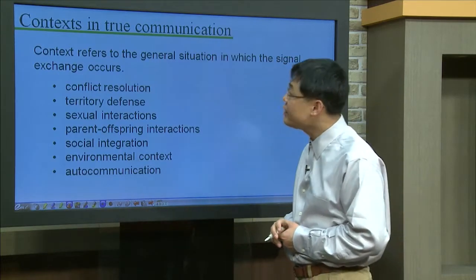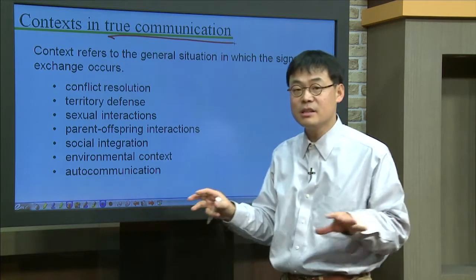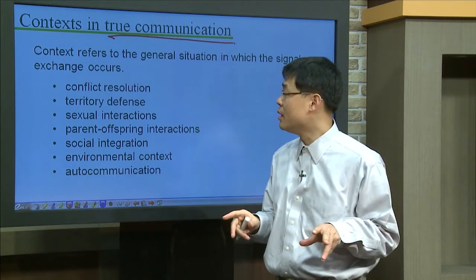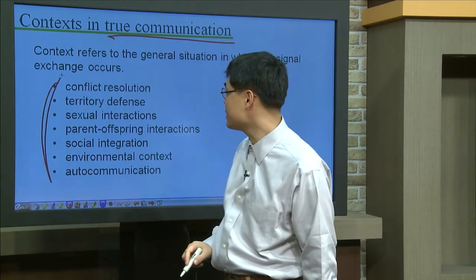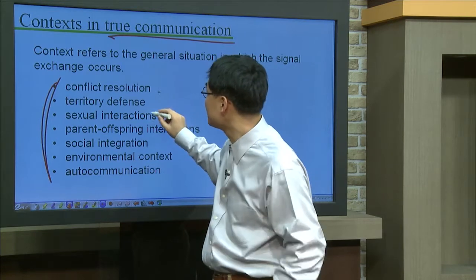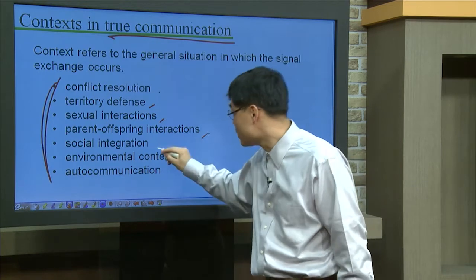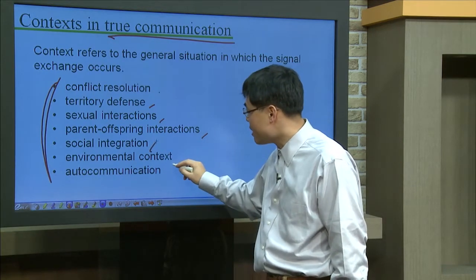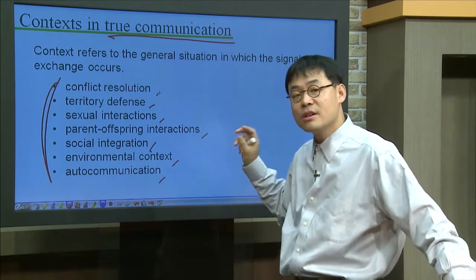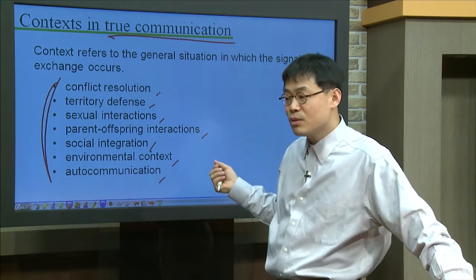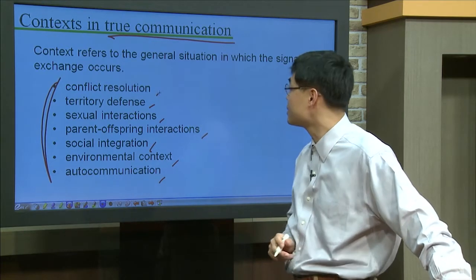So, context in true communication. Under what context does this communication occur? We can identify seven possible contexts: conflict resolution, territory defense, sexual interactions, parent and offspring interactions, social integration, environmental context, and oral communication. We can discuss more in the discussion section. I want you to have at least one example for each of these contexts in the discussion session.